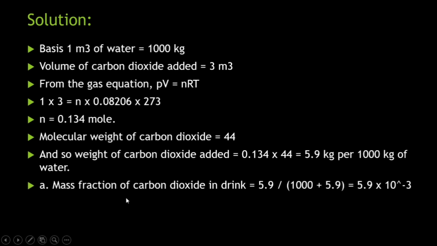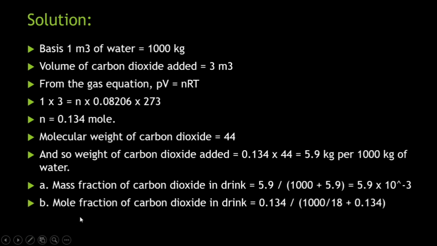Then, this was the basic thing that we have calculated. Now we are coming to the question. We were asked the mass fraction of carbon dioxide in the drink. So how to find it out? The weight of carbon dioxide divided by weight of water, that is 1000 kg, plus weight of carbon dioxide again. So you get this value. So this is the value. Okay, then secondly, what was asked of you? The mole fraction of carbon dioxide in the drink. So now we are supposed to find out the mole fraction. So I have to take the number of moles. What did you calculate? 0.134. So 0.134 divided by this molecular weight.